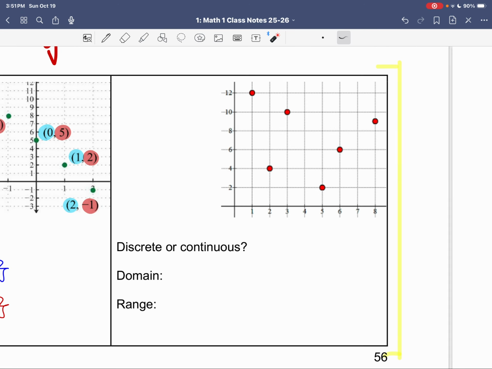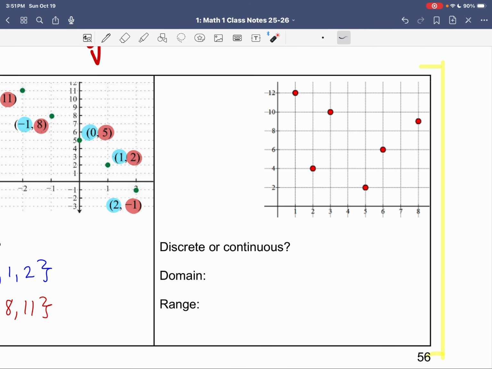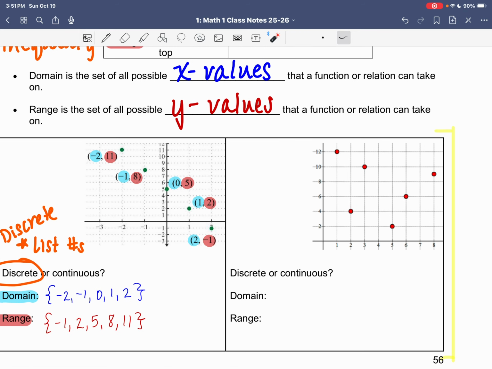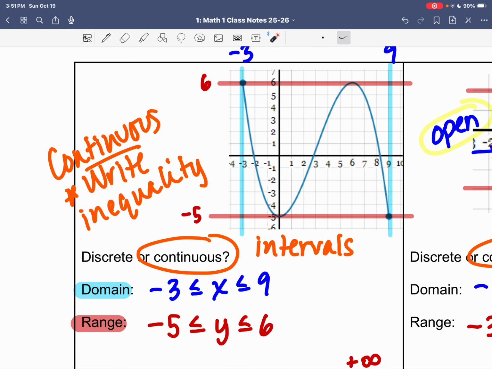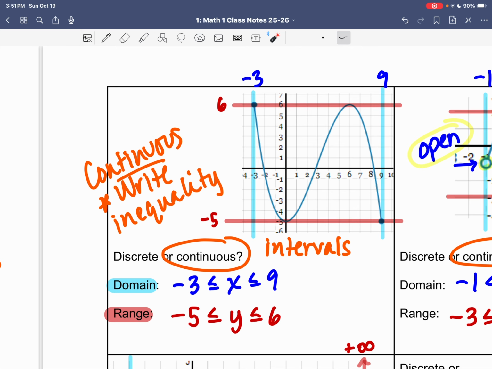All right, I want you to try this one. Determine if it's discrete or continuous, and then I want you to list the domain and the range. And if it's easier to list your points, do that. All right, so now let's look at this one. It looks crazy right now, but we're going to go back and we'll talk about it.